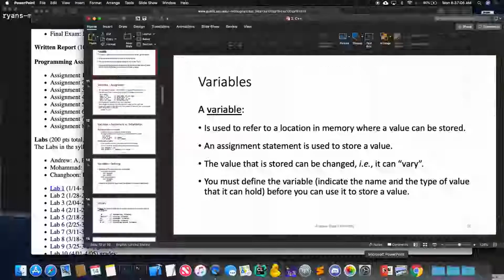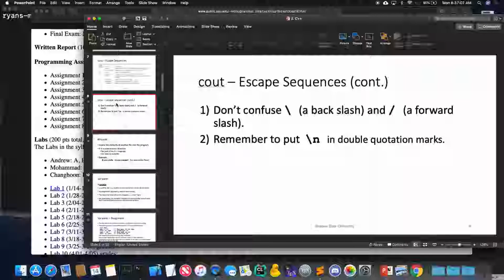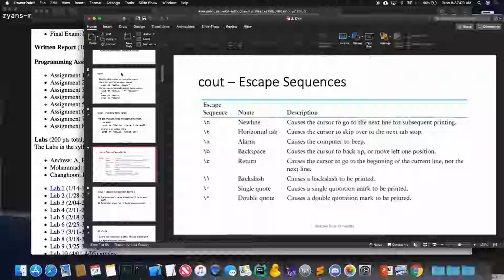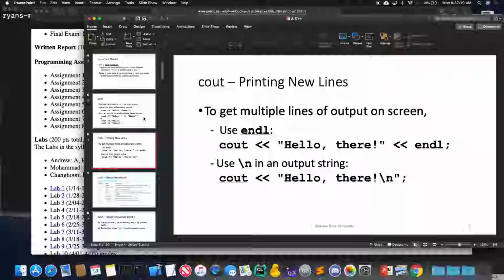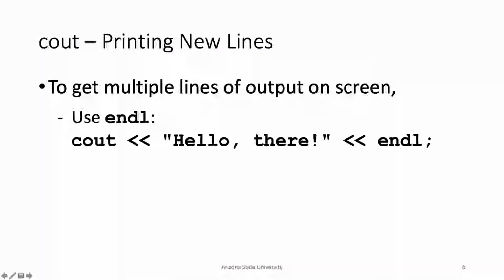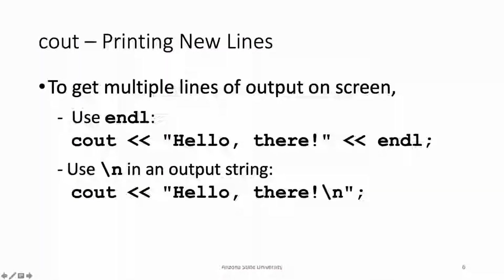Okay, let's get back to material. Last time we had a fun example using cout and these things called escape sequences. If we wanted to print a new line, there are two ways that we saw of doing that: using this endl, whatever that is, and this \n thing. Those are the two ways you could print a new line.